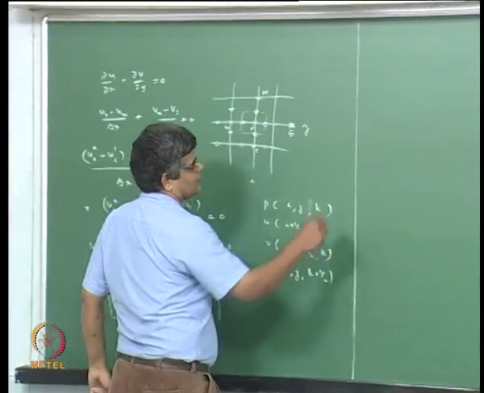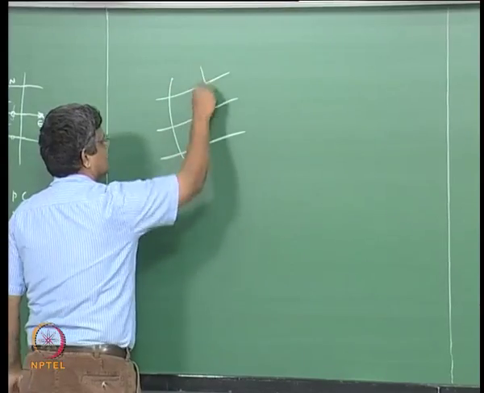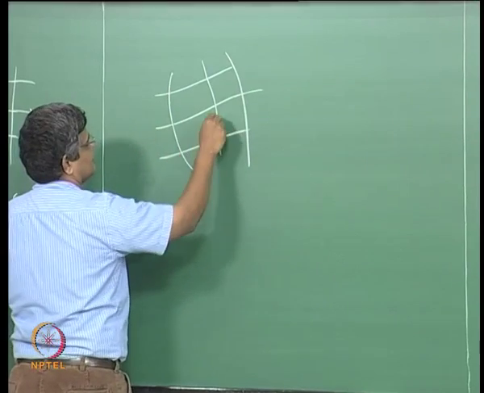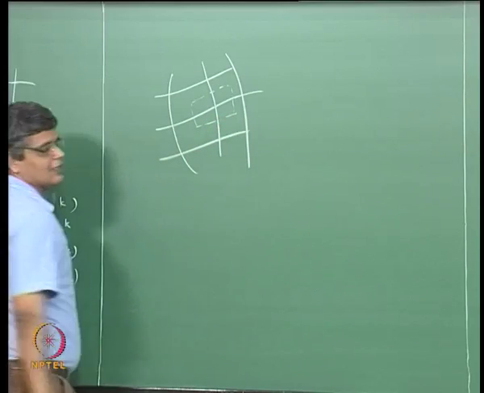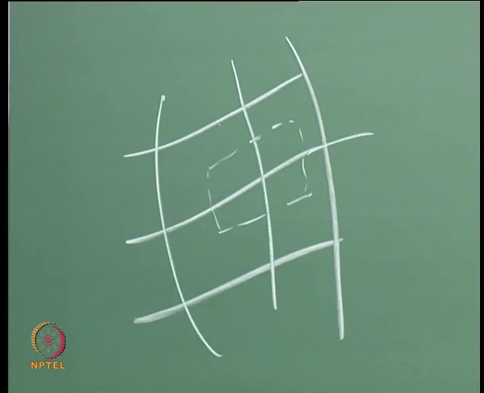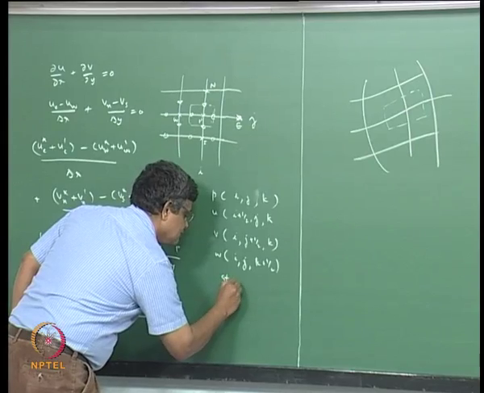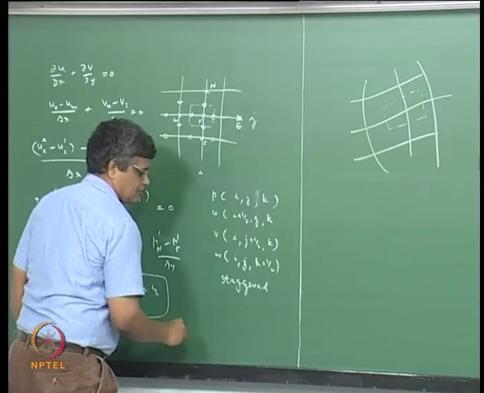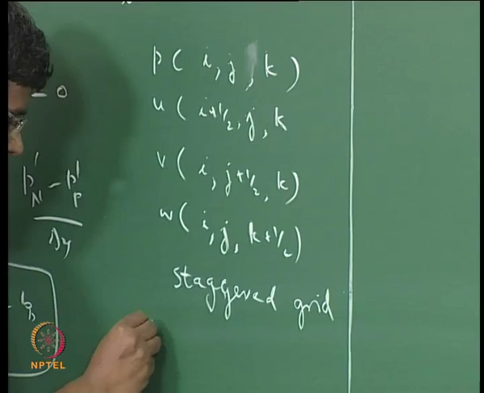We can take a similar control volume, it may be like this, and we can construct a control volume like this. But here what we would like to do is, instead of using 4 different grids, this is the staggered grid, we would like to use a collocated grid.